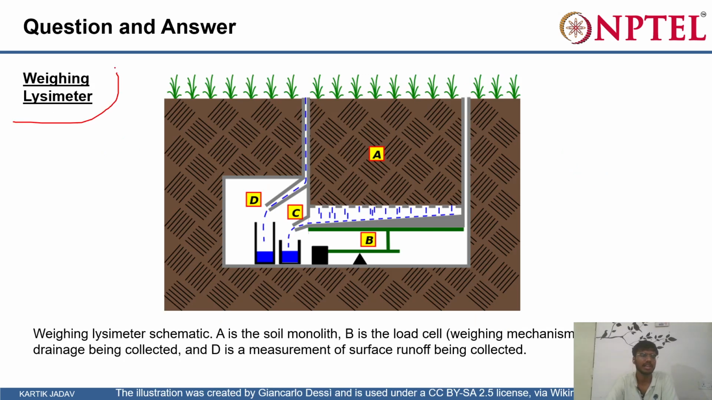So there are also weighing lysimeters. The first one is a non-weighing lysimeter. In the case of a weighing lysimeter, we have different components: A is the soil monolith, or whatever system of soil we are interested in, and B is the load cell, that is basically the weighing mechanism. C is the drainage collection mechanism, and D is the measurement of surface runoff collected from this field. So balancing all this will help us to calculate evapotranspiration.